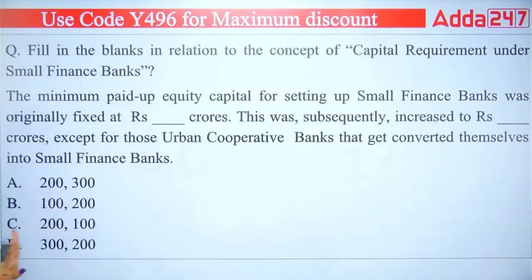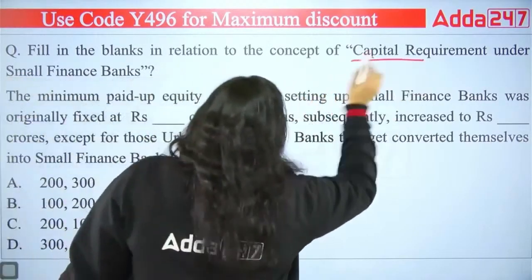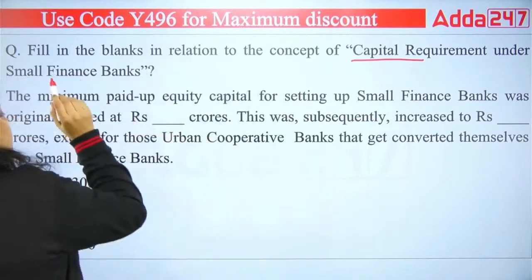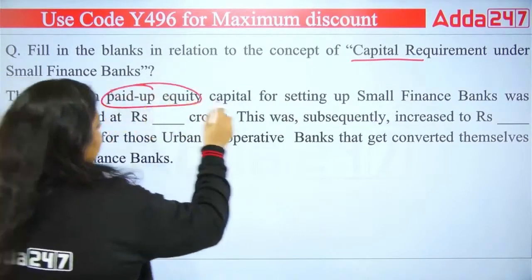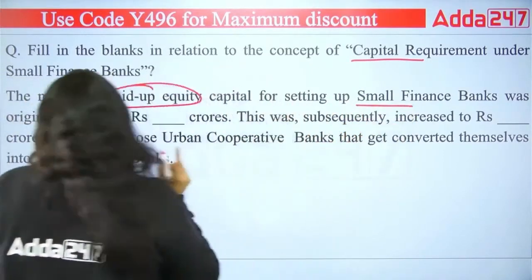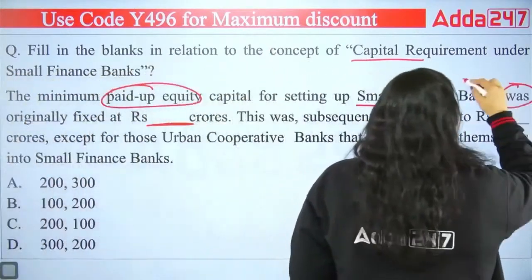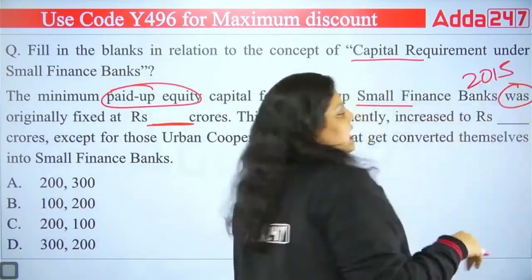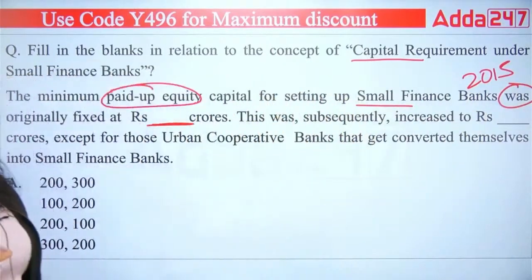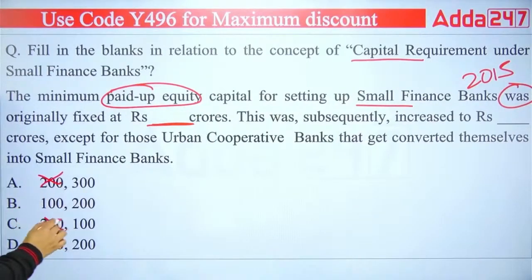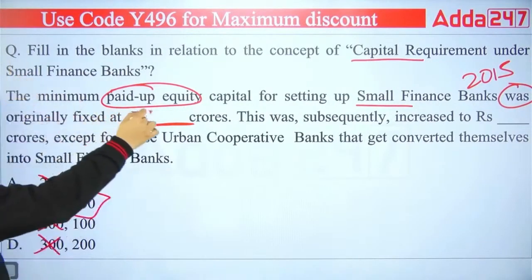Next question. Filling the blanks. It is asking about the concept of capital requirement under small finance banks. The minimum paid up equity capital for setting up a small finance bank was originally fixed at dash crore. Was. It means in 2015 it was fixed at what amount? And I have just told you earlier it used to be 100 crore. Not 200, not 300. So the right answer will be 100 crore. It used to be 100.